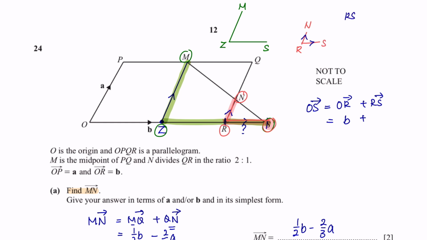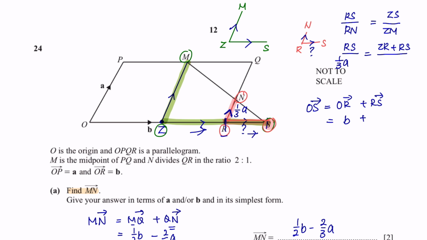R to S over R to N is equal to Z to S over Z to M. We are looking to find R to S, so we'll just leave it as RS over R to N. We already found out earlier that R to N is 1 over 3A. So that would be 1 over 3A equal to Z to S. Z to S is actually Z to R and then R to S. Z to R is half of B. So I will substitute Z to R as 1 over 2B, over Z to M. Z to M is parallel to O to P, so that would be A.